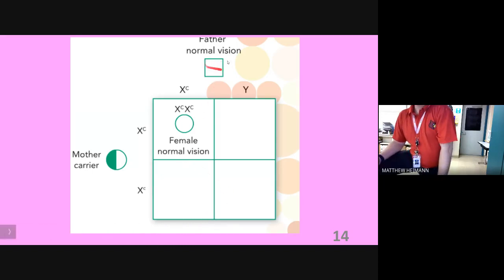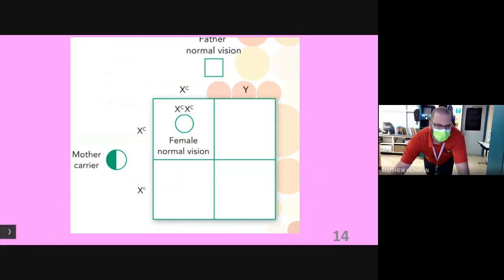All right, so here's a father with normal vision and a mother who is a carrier. Do I have that filled out? So they'll have a chance of having a female with normal vision and a female who's a carrier, because this is going to be X capital C, X lowercase c. And I should get this app open here so I can write on the board.